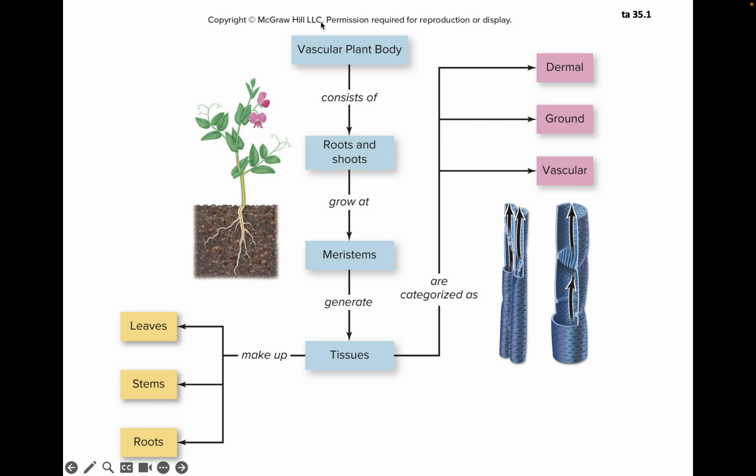So we have a vascular plant body, right? And we know that the vascular plant body consists of two things: the roots, which are found here, and the shoots. And basically, growth happens at meristems. Meristems are the ones that help growth to happen, and they occur either at the shoot apex or the root apex. Great. And these meristems generate tissues, and the tissues then make their organs, like the leaves, the stems, and the roots that we were just talking about. And we know that tissues are either dermal, ground, or vascular. So they can be categorized into three different types: dermal, ground, or vascular.